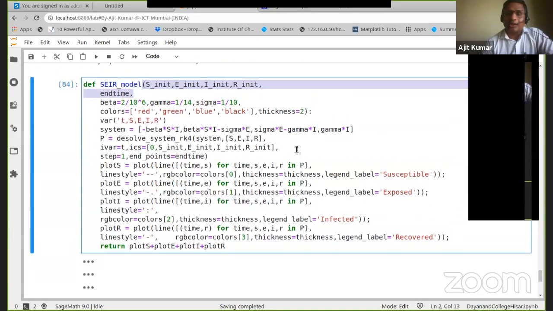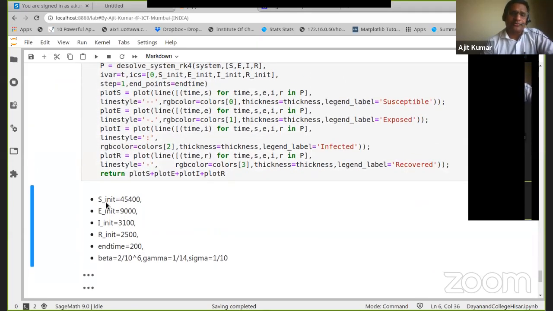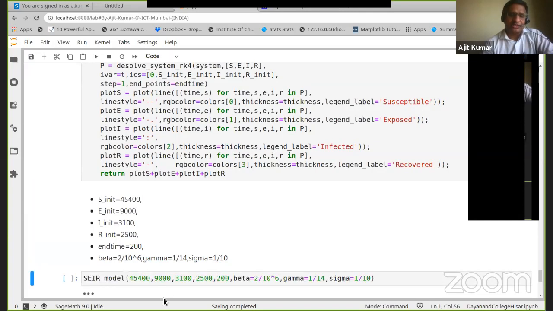Now let us call these and see how the solution looks. Let us plot the solution curve. So let us make use of the initial S init, which is the initial susceptible population, let us say 45,400, and then the other initial values, and let us plot for 200 days, and beta, gamma, and sigma are taken as these values, right? Now let us plot the graph of this and see how it looks.